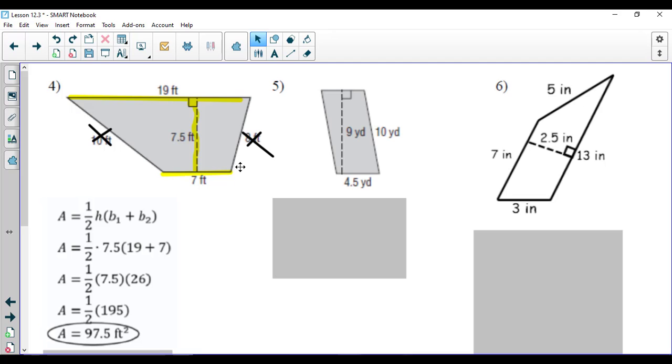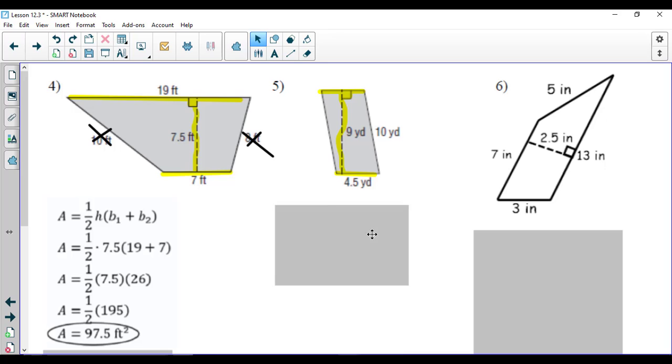So this is a parallelogram since both pairs of opposite sides are parallel. Our base and height are going to intersect at a 90-degree angle, and I see that 90-degree angle here. So my height is going to be this 9 yards. My base will be the 4.5 yards, and both the top and bottom are 4.5.